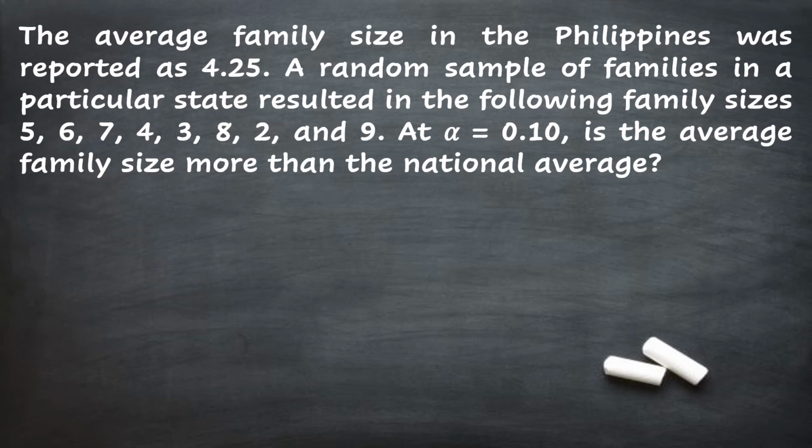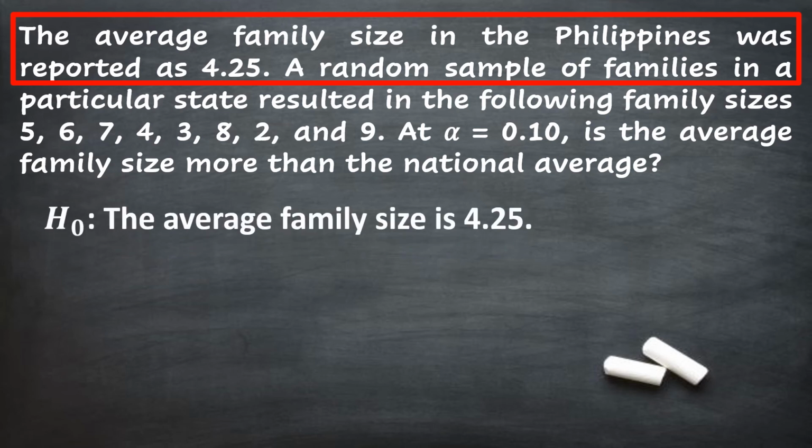So for this problem, we have the factual statement that the average family size in the Philippines was reported as 4.25. Since this is a factual statement, it represents the null hypothesis. So this can be your null hypothesis. Or we can also write the null hypothesis as the average family size is 4.25.